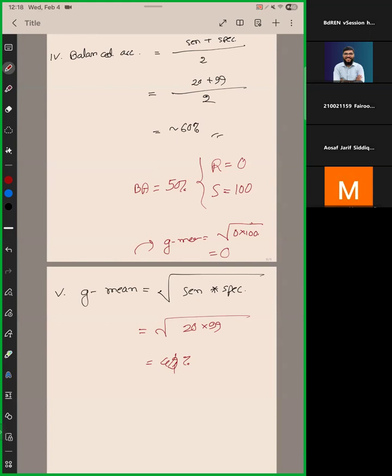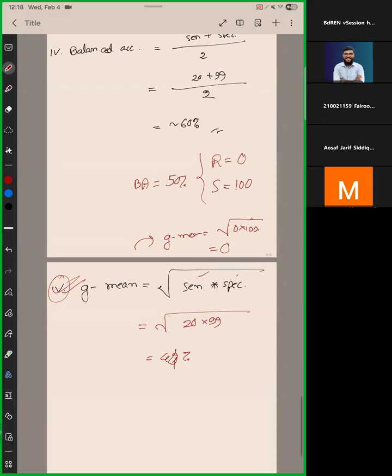Geometric mean. Yes, geometric mean is better because it gives a better idea of how much the algorithm is actually doing. If one of them, sensitivity or specificity, is poor, the overall performance is going to be poor, because it is a multiplication factor. So if one is bad, the whole thing will become bad. That is the problem being created here. If one of them is poor, the whole thing is going to be very poor.